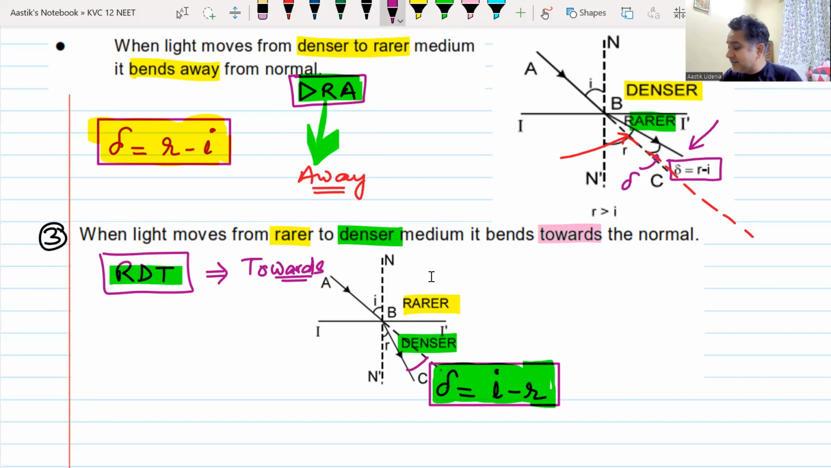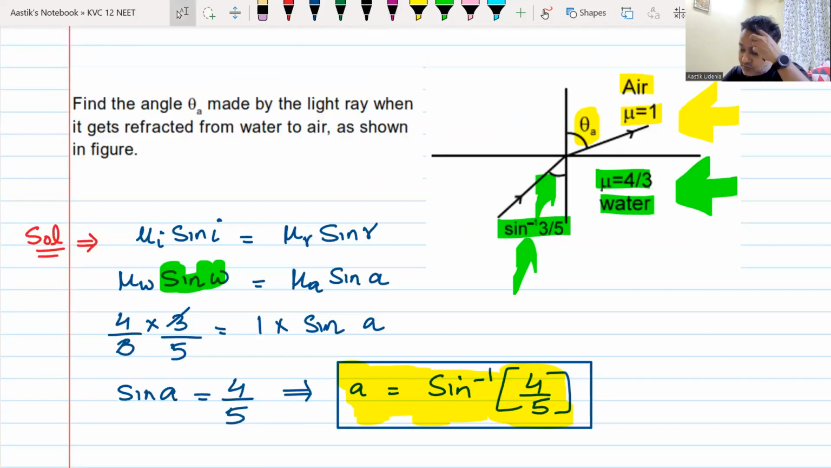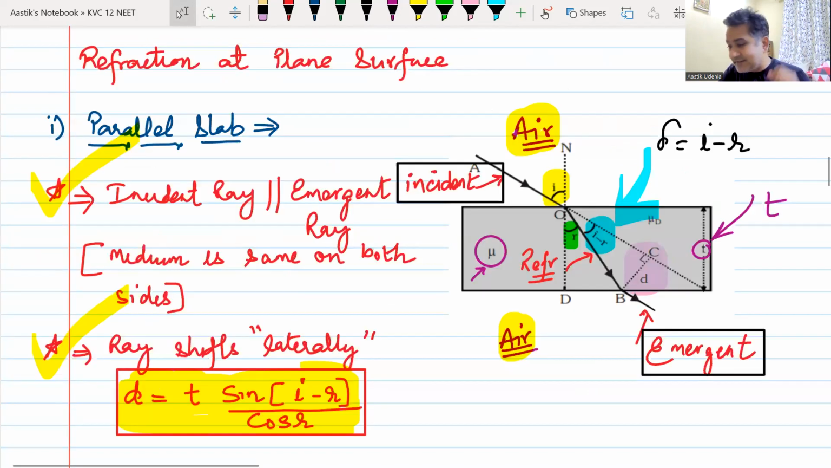We had also seen Snell's law. If you just remember Snell's law, mu into sine I is a constant. Remember that? Mu into sine I is a constant. Then we had seen refraction at plane surfaces. We had seen a glass slab. We had seen that the ray does not get deviated, it gets shifted. The formula is right now on your screen. I hope you are making notes, yes or no?